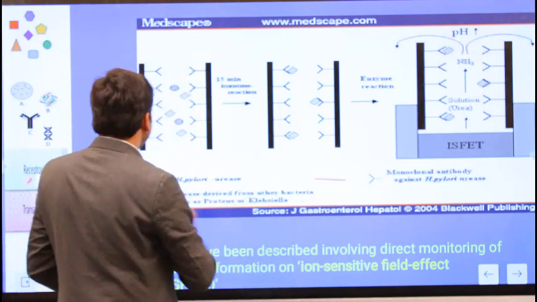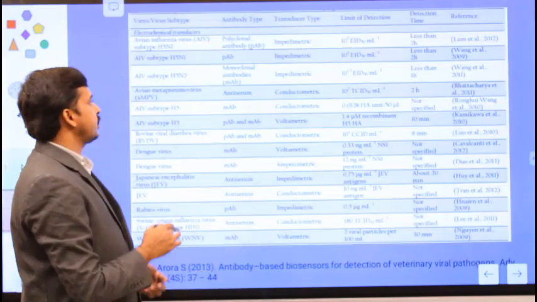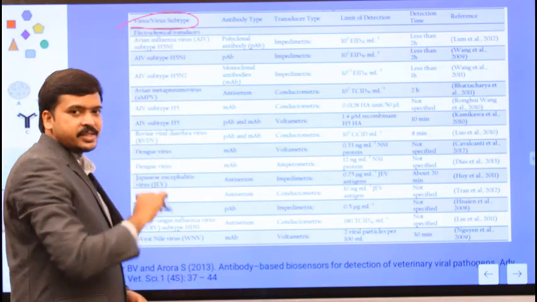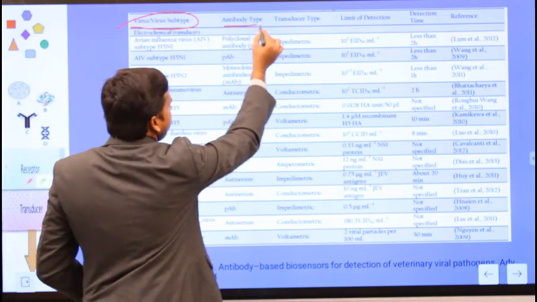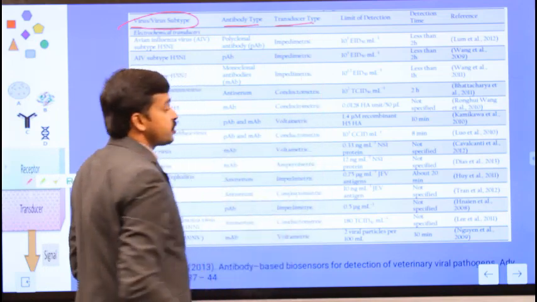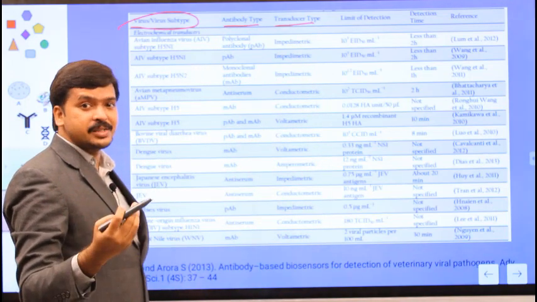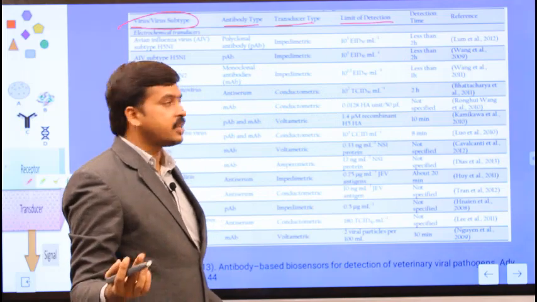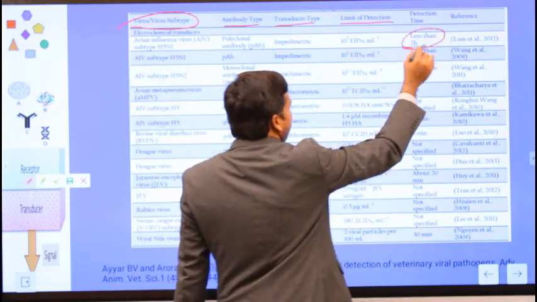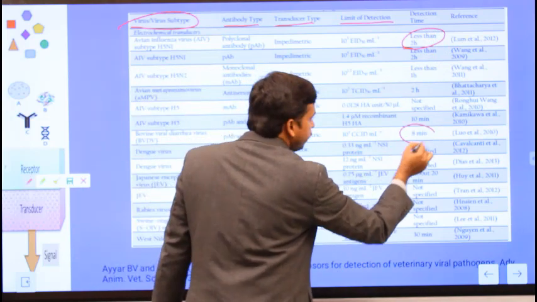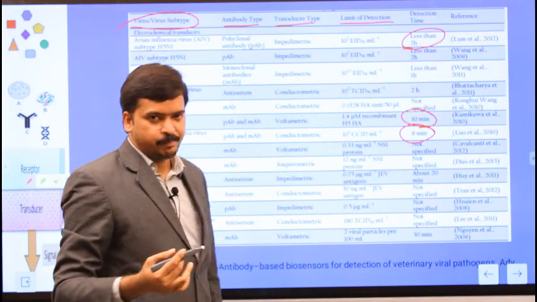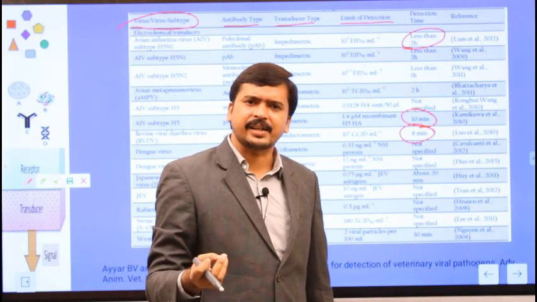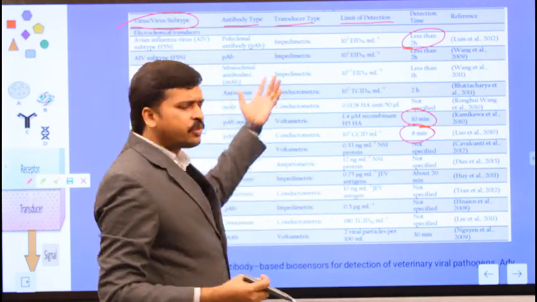Like this I have given you the list of various antigens, the disease a person is suffering from, what kind of antibody is used, what kind of transducer is used, and more importantly accuracy and limit of detection: how little sample is enough to recognize, and how fast the detection time is. Here you see less than 2 hours, here 8 minutes, 10 minutes. Today there are many biosensors giving results within less than 30 seconds, less than 10 seconds. But still, a lot of development is going on.